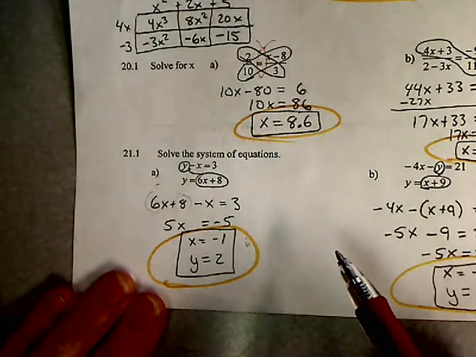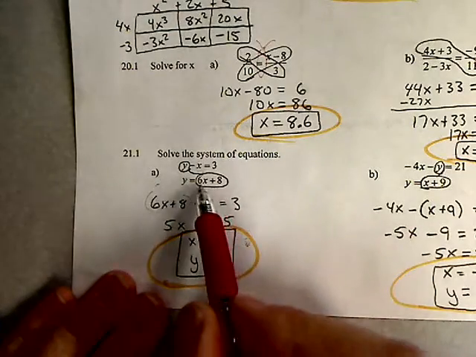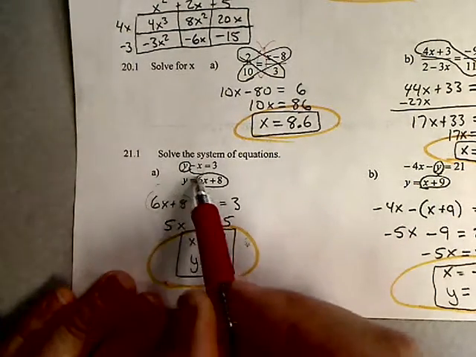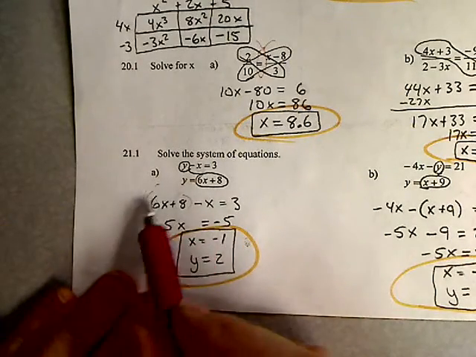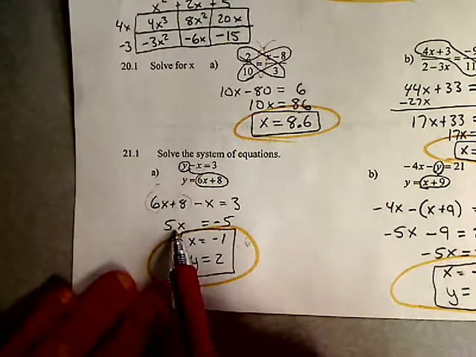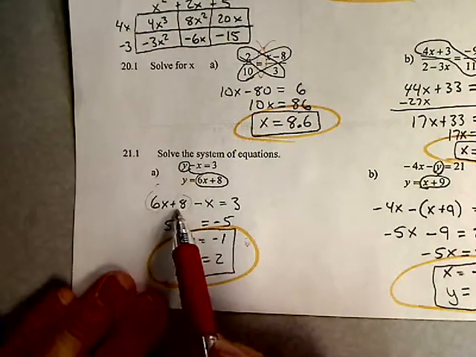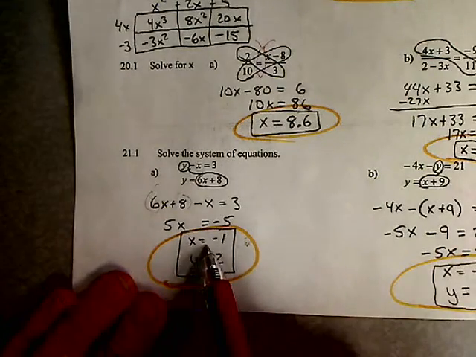Find where the two lines intersect. Solve the system. Means the same thing. Substitute in for the y. Do I need parentheses? No, because there's nothing to distribute. Combine like terms. Subtract 8 from both sides. You get negative 1. That gives you your x.